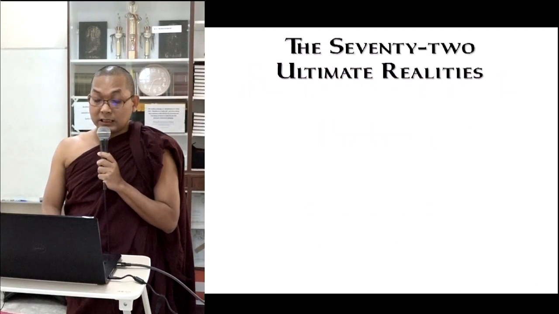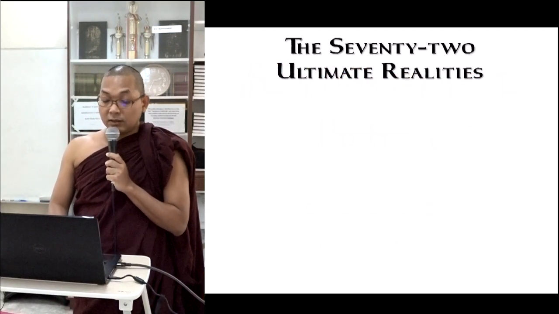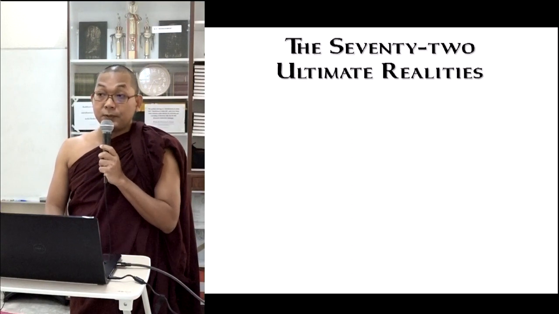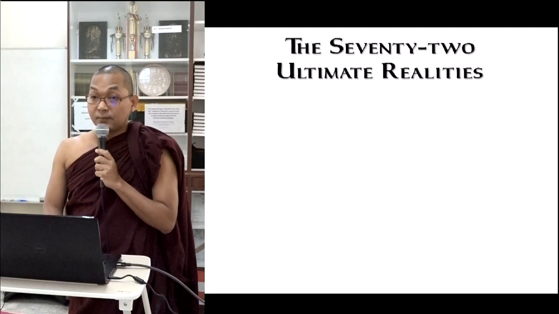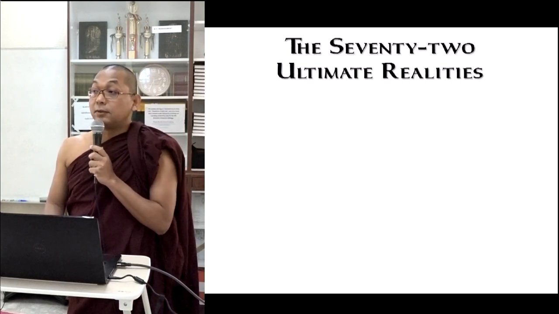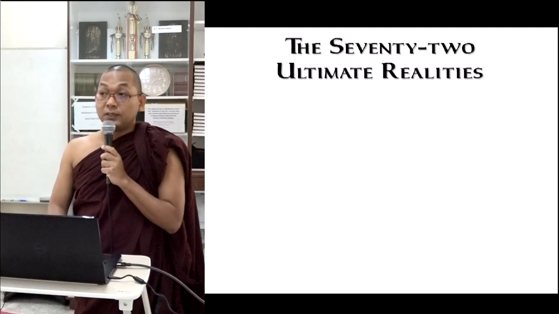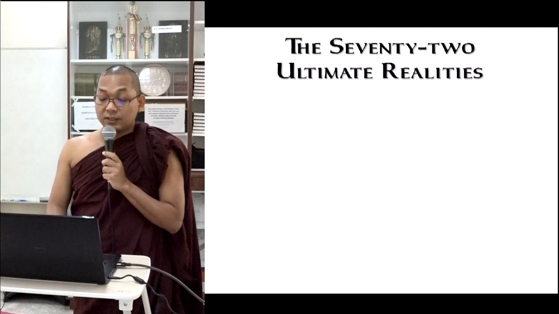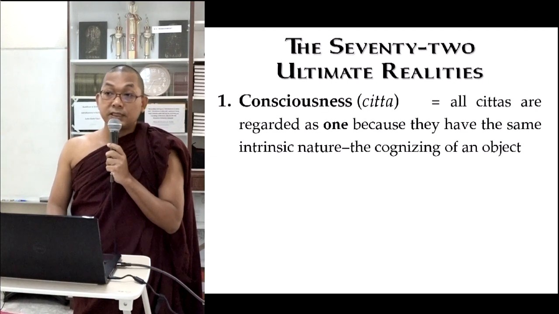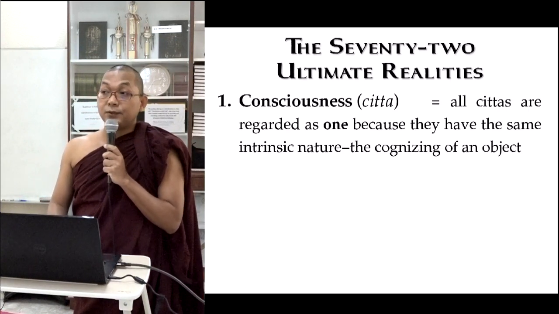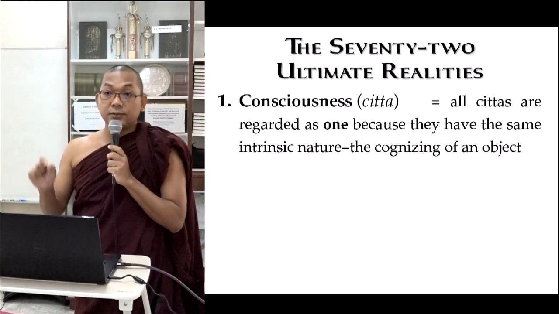In the introduction, the author of Abhidhamma Sangaha said that we have learned 72 ultimate realities. Actually, what we know is only four ultimate realities. So in this chapter, the author said that 72 ultimate realities were already mentioned. So what are the 72? Number one, consciousness or citta. Consciousness is regarded as one ultimate reality. The reason is, even though we have 89 cittas or 121 cittas, their intrinsic nature is only one.